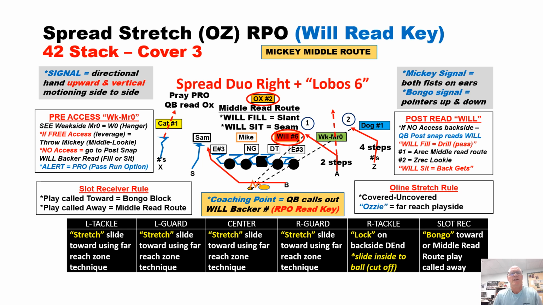All right, first let's look at spread with our stretch outside zone. Still going to read the Will with our Mickey read on the backside. So going to the left, all that changes is that slot receiver now is flexed out, still going to block the Sam straight up, and everything's going to be the same with the read key of the Will on the back door.